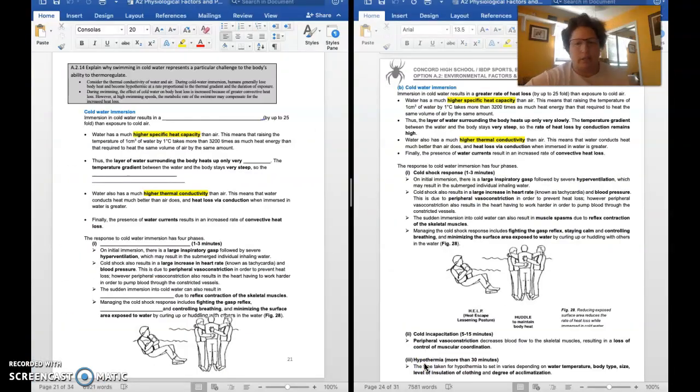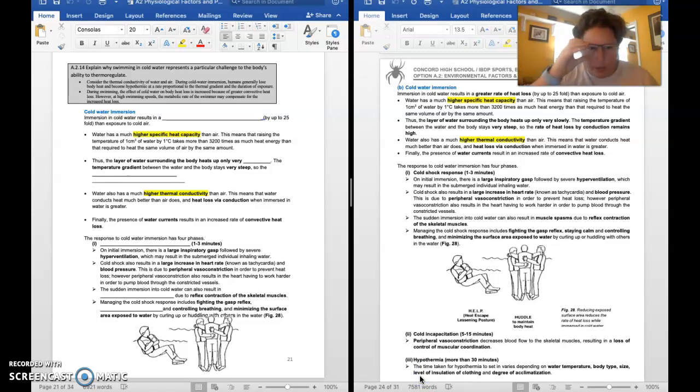Cold water is very challenging to the body when we talk about thermoregulation because water has a much higher specific heat capacity than air, which means that raising the temperature of water takes a lot more time and more heat energy than the same volume of air. Right? Water also has a much higher thermal conductivity, meaning that water conducts heat much better than air does, and heat loss with conduction is greater.